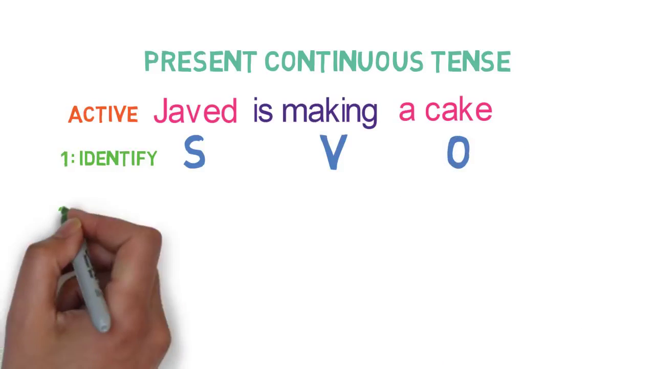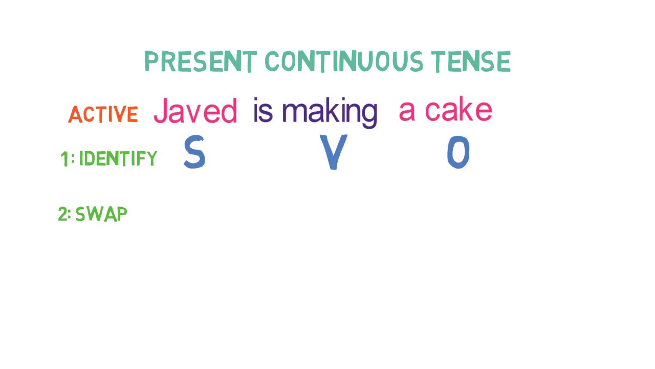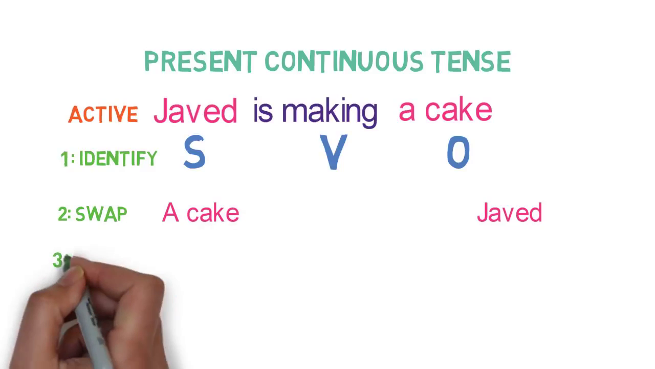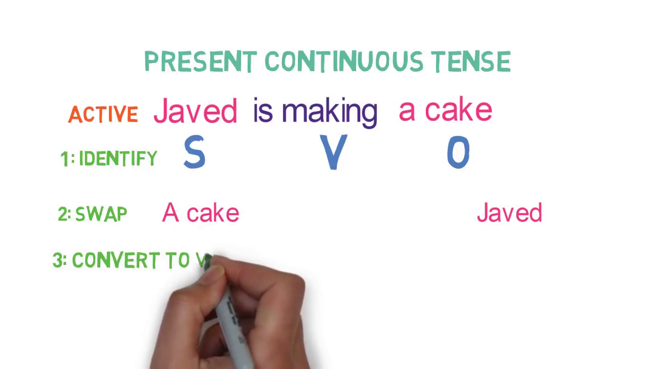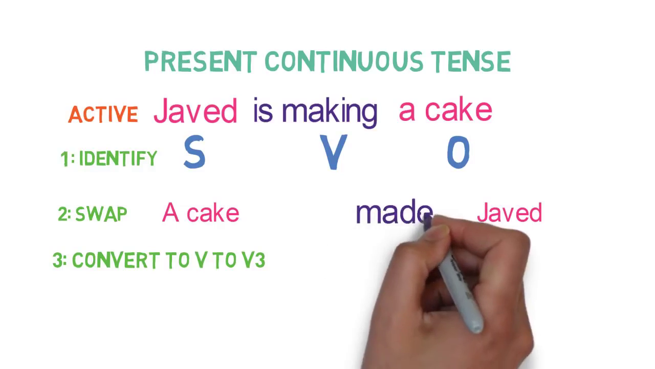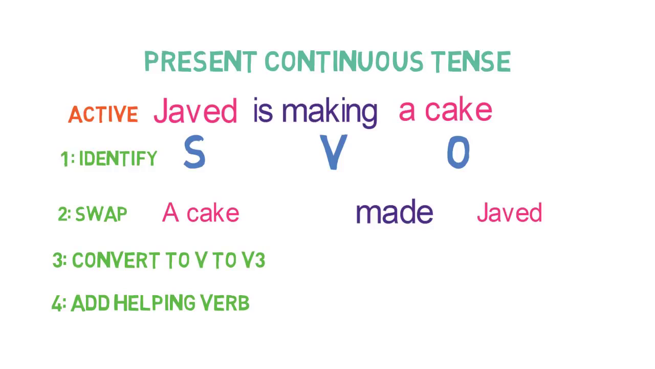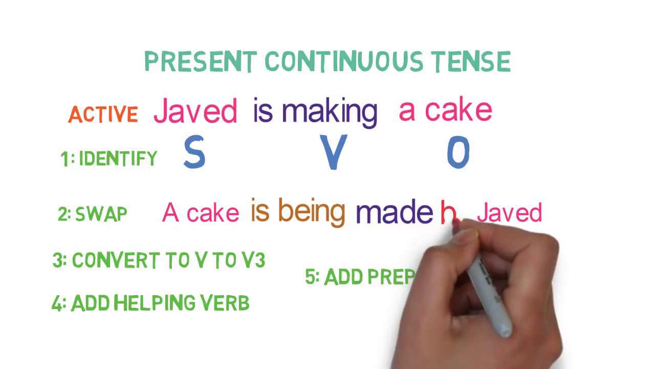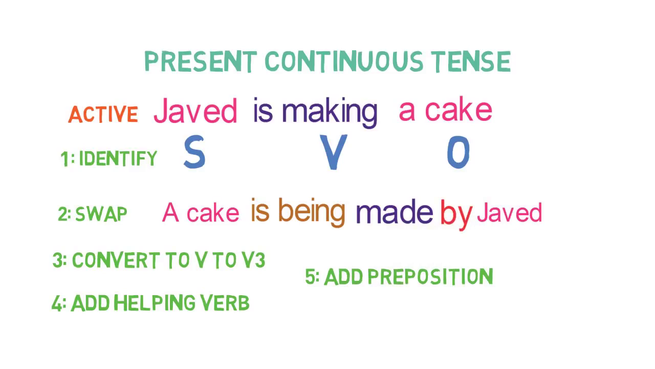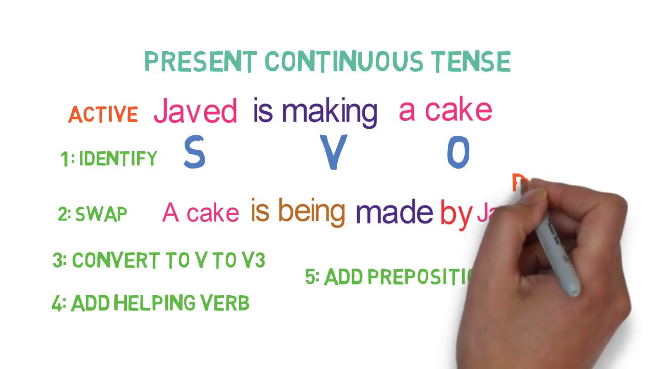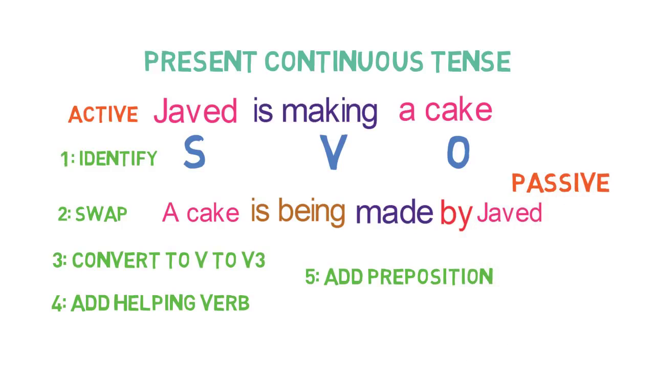Now, in step 2, we need to swap the position of subject Javed and the object a cake. After that, in step 3, we need to convert the verb to its third form. So, it will be made. Now, moving to step 4, we need to add a helping verb of to be. In present continuous, we add here is being. Lastly, to make the sentence complete, we attach by before the subject. The final passive voice sentence is: a cake is being made by Javed.